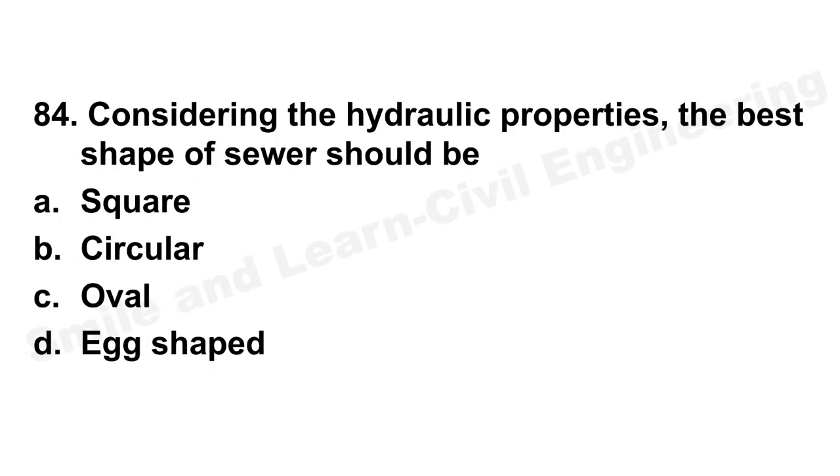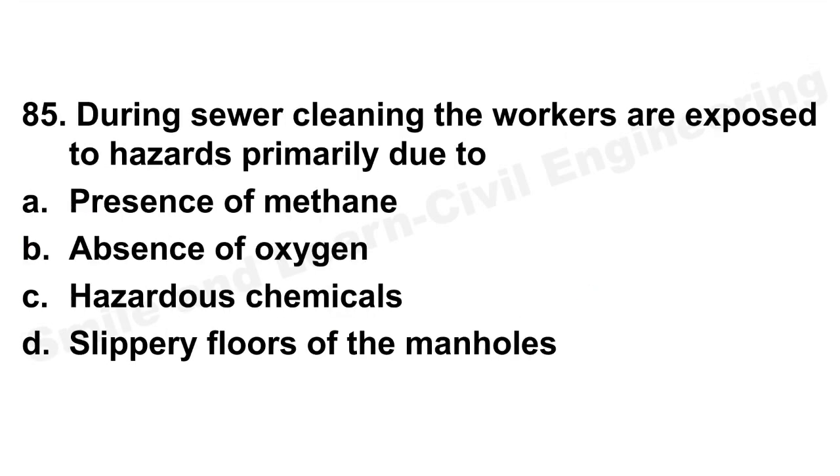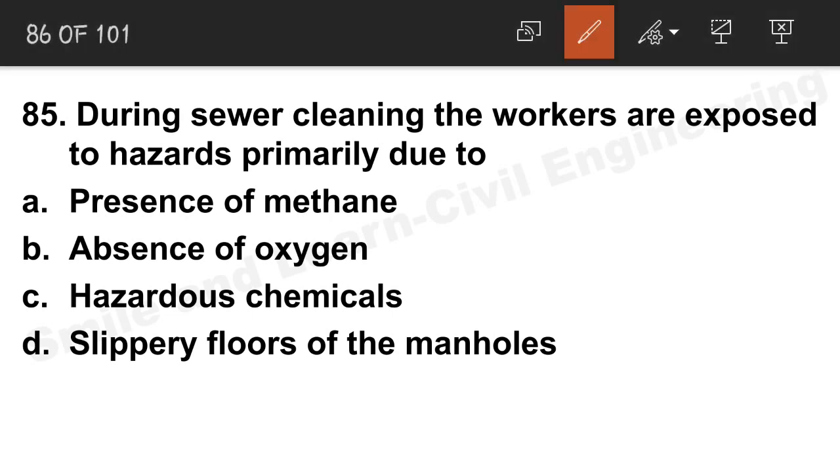Next question, considering the hydraulic properties, the shape of sewer, we have already discussed this also. It's not bad to discuss repeat questions again, because it keeps revision, good revision also. Option B, circular, will be the correct answer, and egg-shaped sewer is the ideal shape for combined one. Next question, during sewer cleaning the workers are exposed to hazards primarily due to sewer gases. The primary sewer gas is methane. 70% of the sewer gas consists of methane, so therefore it will be the presence of methane.